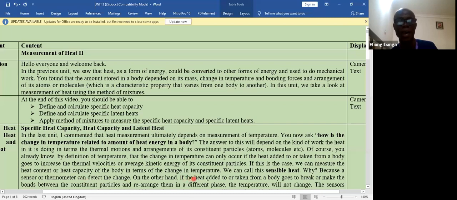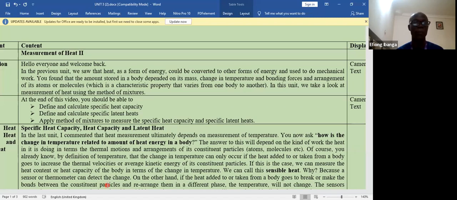On the other hand, if heat added or taken from a body goes to break the bonds or make the bonds, that's to create new bonds or to break bonds, then we'll be talking about change in phase. So that's why I'm saying if the heat added or taken from a body breaks bonds or makes new bonds, then it is not possible for us to detect the change in temperature because the heat going in is doing work to break the bonds or to make new bonds. For example, when ice is melting, okay, then the bonds in the solid state are being broken to free the molecules of water to arrange themselves in the liquid phase, okay?